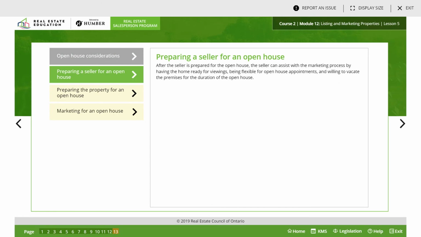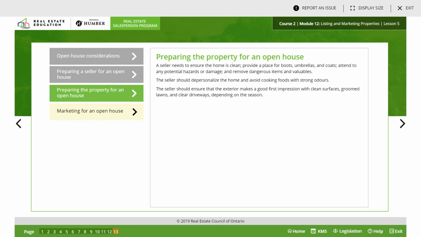Preparing a seller for an open house. After the seller is prepared for the open house, the seller can assist with the marketing process by having their home ready for viewings, being flexible for open house appointments, and willing to vacate the premises for the duration of the open house. Preparing the property for an open house.